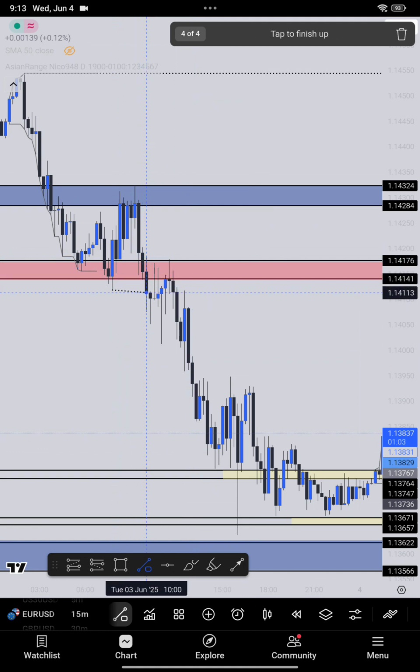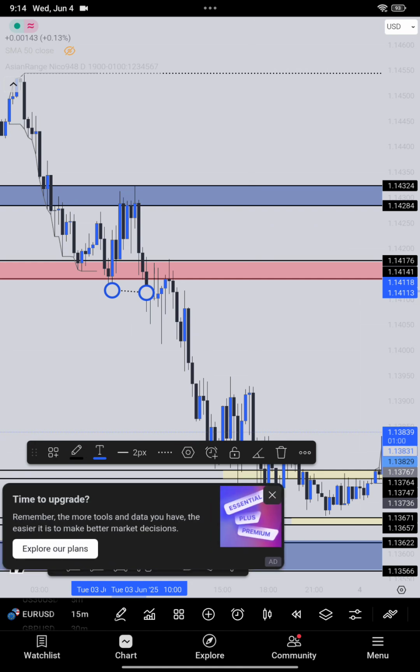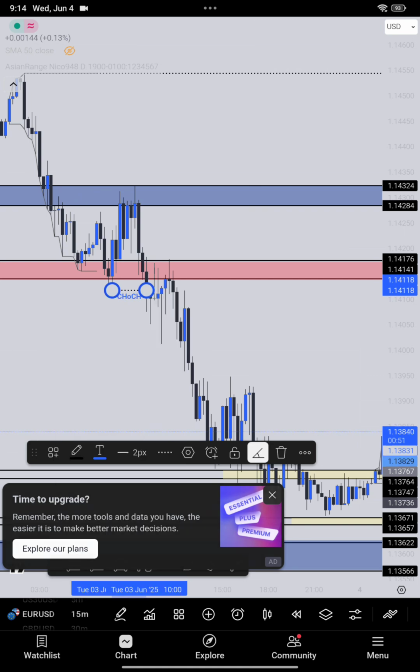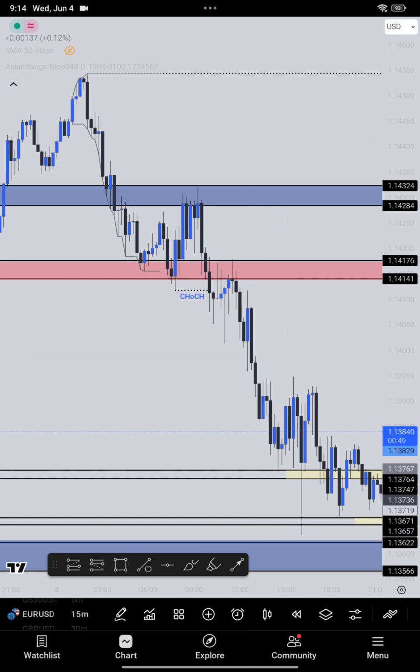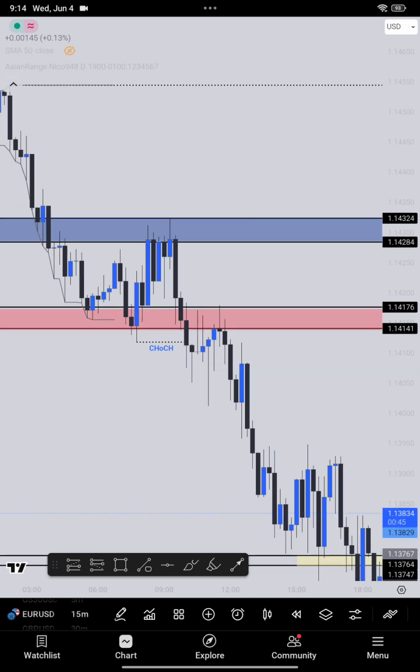Bearish means that the market is going down, sellers are in control, the market is making lower lows and lower highs. Over here you can see that the market is actually bearish, right? This here was a change of character. Why is this a change of character and not a breaker structure? Because let's take a look over here. The market was dropping, right?